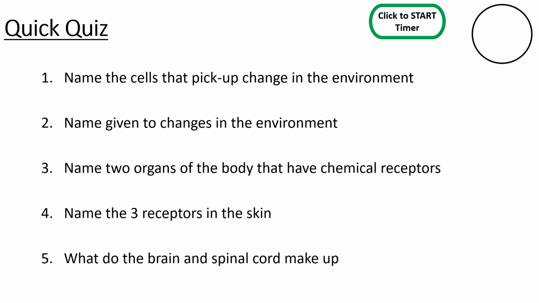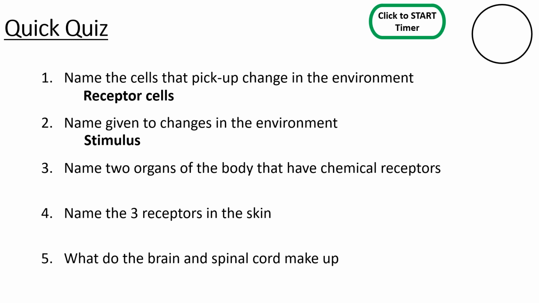Time for a quick quiz, so pause the video, have a go at the questions, and when you're ready you can restart. So pause now. Well, name the cell that picks up the change in the environment. Well, that's called a receptor cell. Remember, there are 7 receptor cells. Go back and see if you can still remember them. The name given to changes in the environment is referred to as a stimulus.